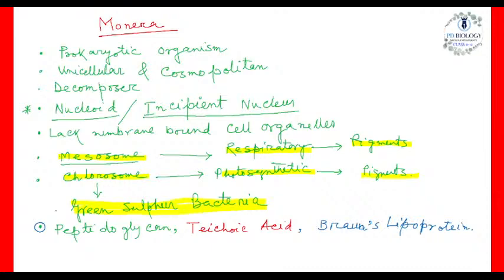Next one, the Monera. Monera cells have 70S type of ribosome. Their ribosomes are 70S type. Next one, the Monera multiply to reproduce asexually.